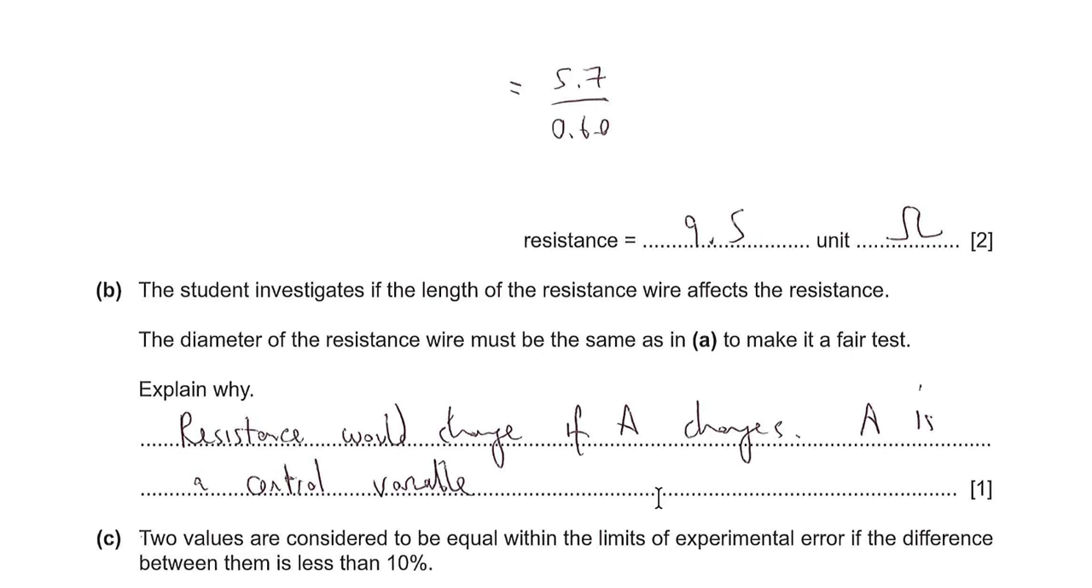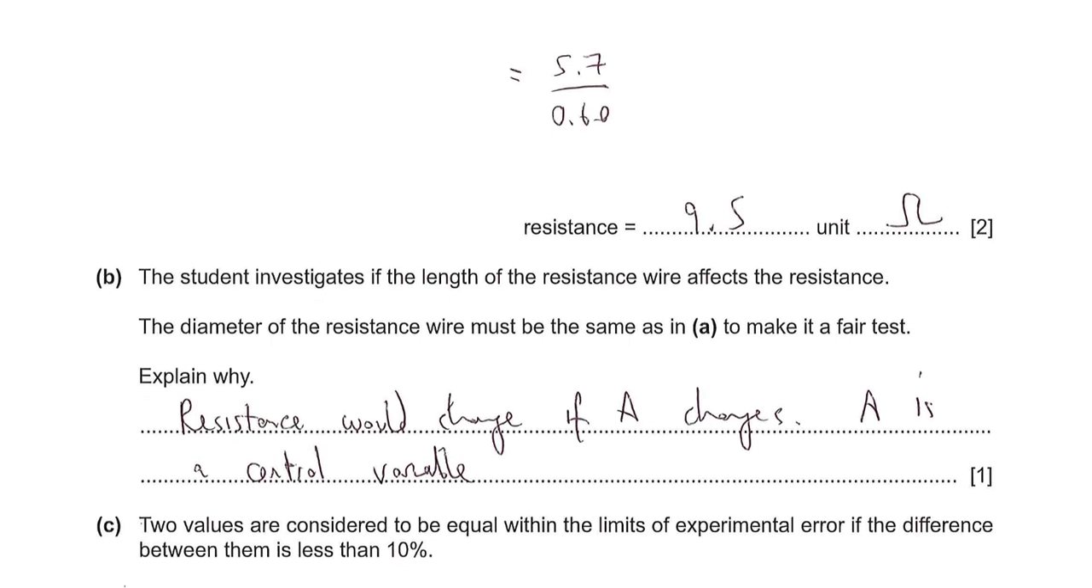Okay. Now here's an interesting twist on the questions about percentage differences. Two values are considered to be equal within the limits of experimental error if the difference between them is less than 10%. I think I've said this in a couple of videos now. This is something that didn't used to be stated. You used to have to know this, but CIE has gone a bit nicer now. They said, okay, let's just assume that everyone knows this. But now we're going to do something different.